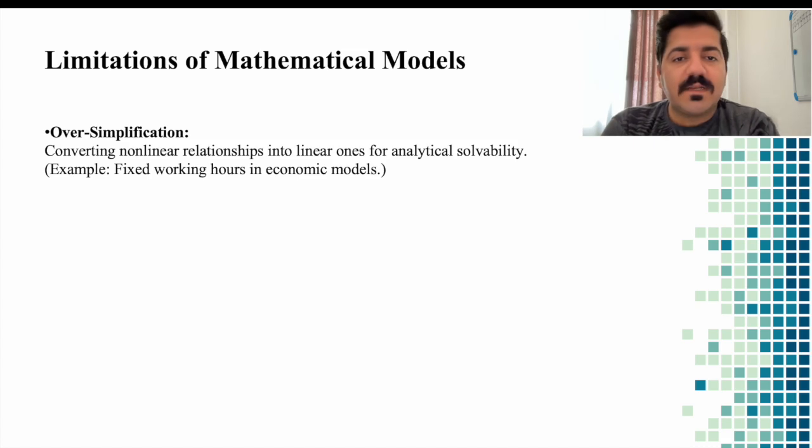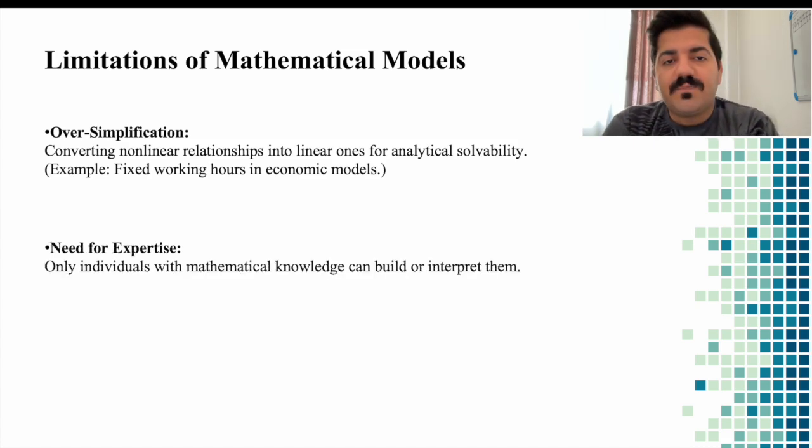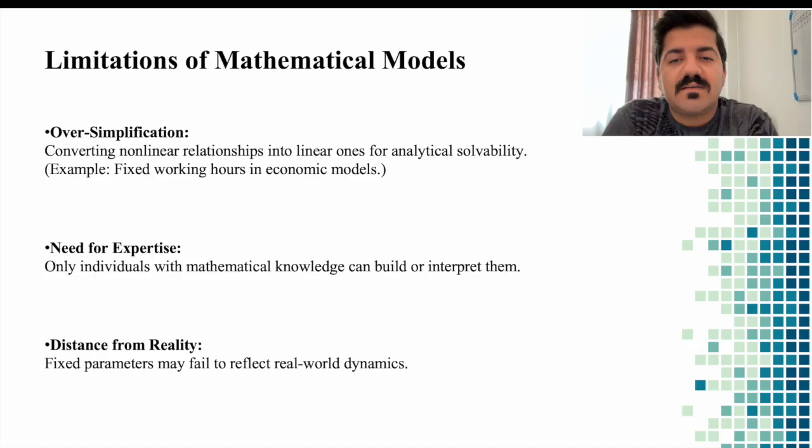Another is the need for expertise. Only useful if you speak equations. For example, a brilliant climate model helps zero people if no one can understand it. And its distance from reality. Real-world rules change. Models often don't. For example, a supply chain model assuming stable shipping costs failed when the pandemic hit, and it's important.